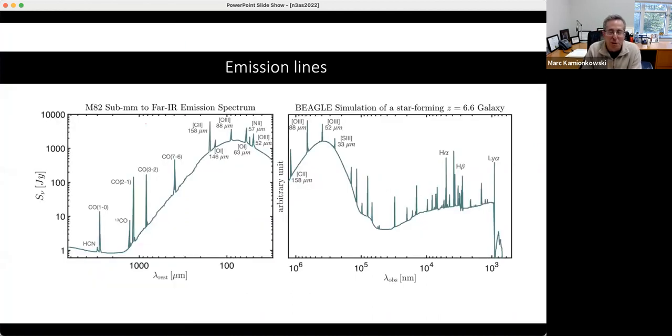Here's a list of some of the lines that people are considering or now measuring. There's an experiment called COMAP that is making these CO measurements as we speak. There's a project called TIME that is attempting to get this C2 emission line. And then there is this mission called SPHEREx, a NASA mission that's about to launch, that is going to detect some of these optical and UV lines associated with the hydrogen Balmer and Lyman series transitions.